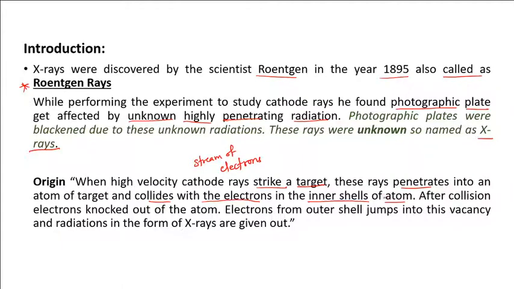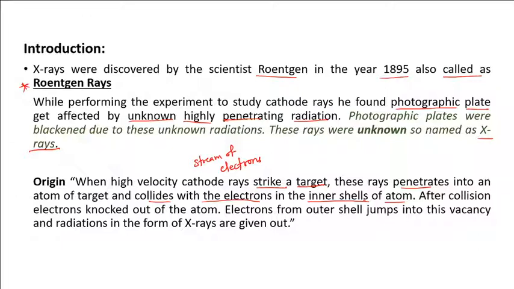As these electrons get knocked out, a vacancy is created at that place, and that vacancy is filled by a higher level electron or higher orbit electron. When the higher level electron fills that vacancy, the loss of energy gets emitted in the form of X-rays. So we can say that the X-rays are given out.